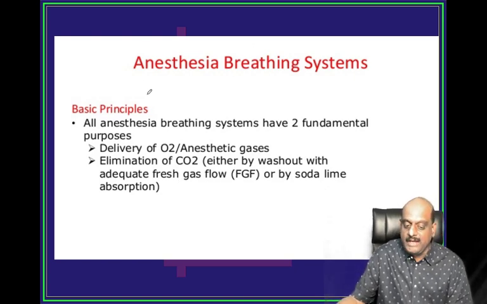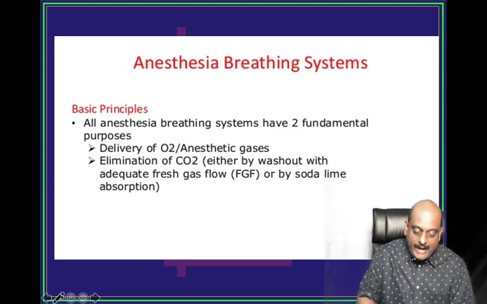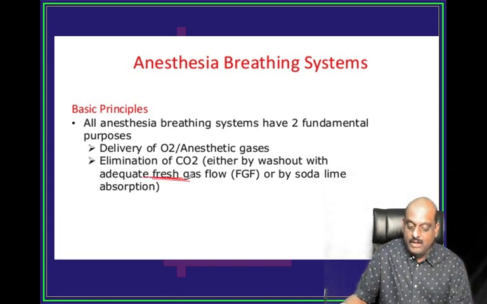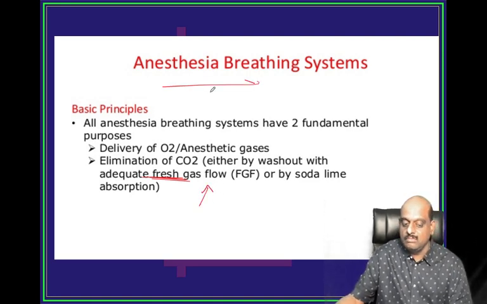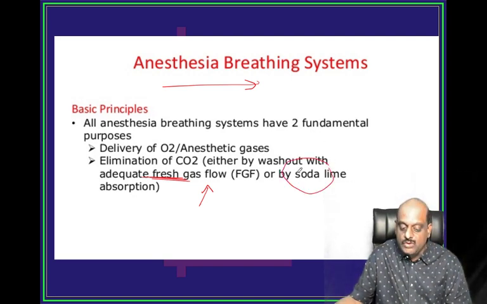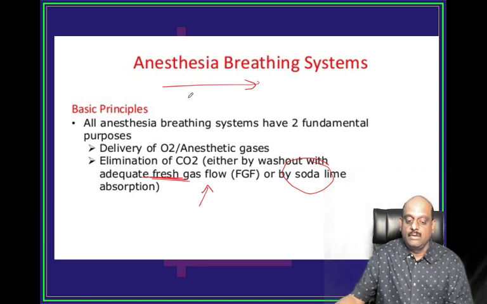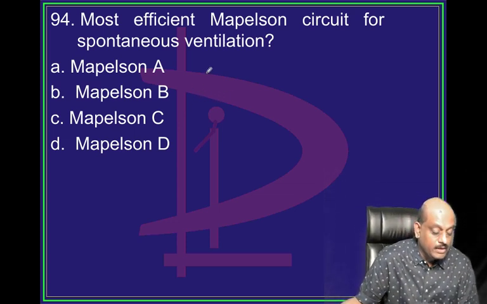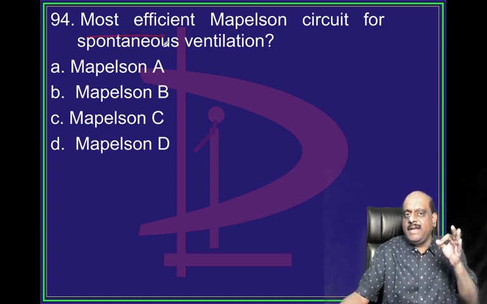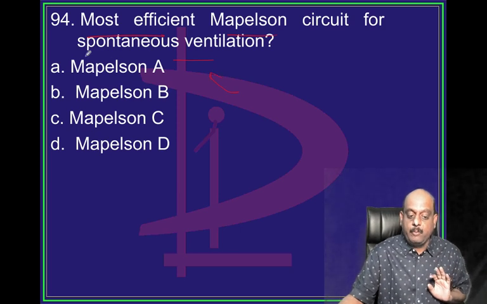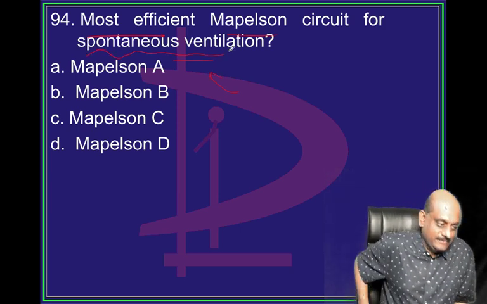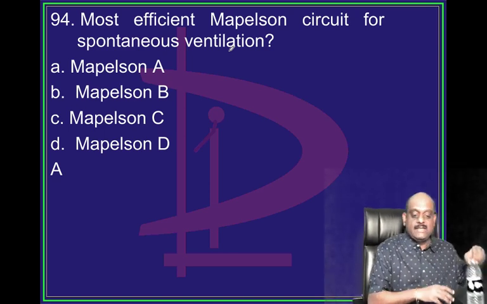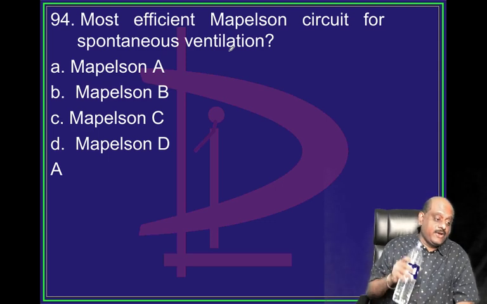So whenever you are using an anesthetic breathing system, if you want to get rid of the carbon dioxide, two ways. One is you use fresh gas flow in order to drain it out, or you will use soda lime to absorb it. That's how carbon dioxide in the anesthesia breathing systems is being absorbed. Now, what is the most efficient Mapleson circuit in case of spontaneous ventilation? Spontaneous ventilation. Mapleson A. Mapleson A, B, C, D. Remember, doctor, I feel like crying.